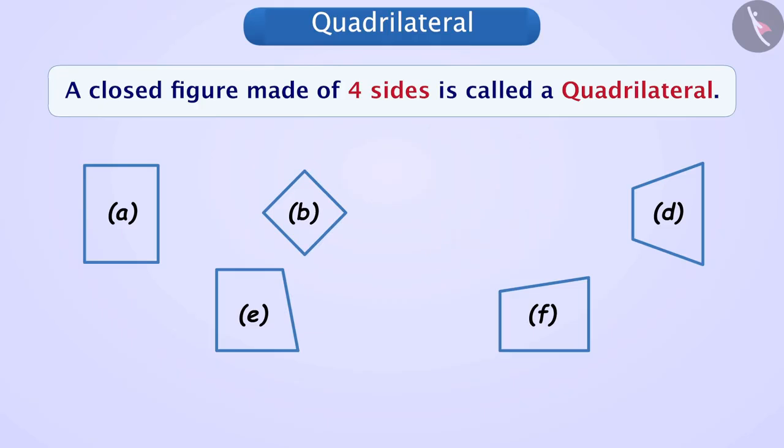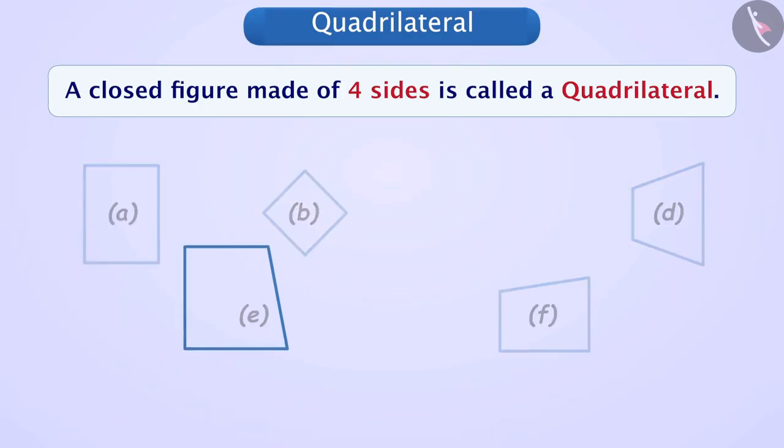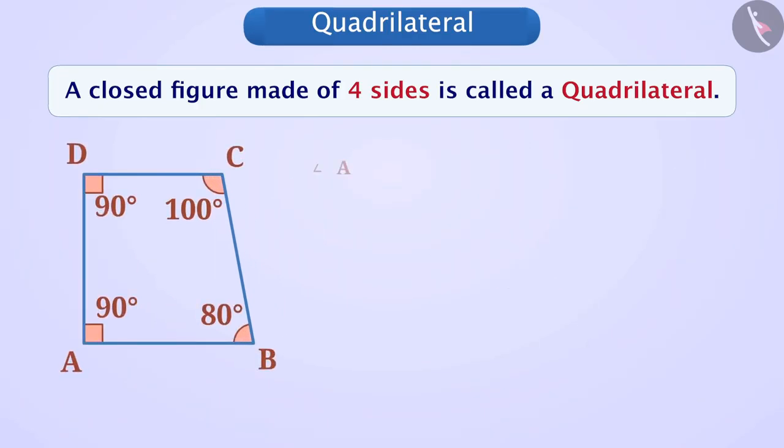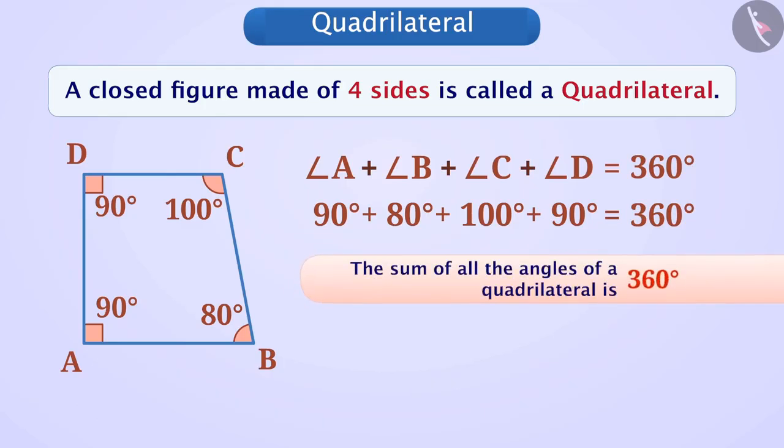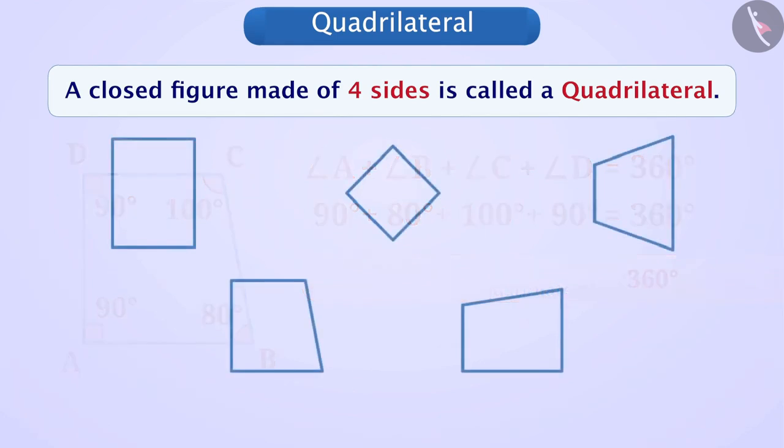Let's ignore this. If we take any quadrilateral and add the measures of its angles, then the answer will be 360 degree. This is true for each quadrilateral. Therefore, we can say that the sum of all angles of a quadrilateral is 360 degree. This is an important property of a quadrilateral.